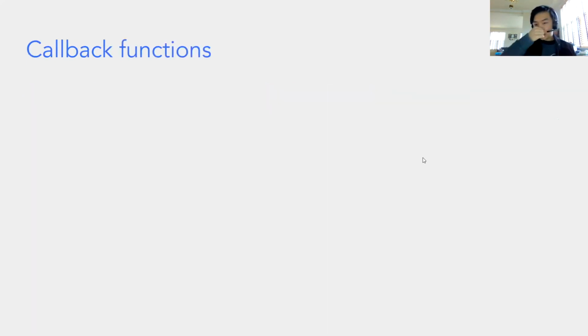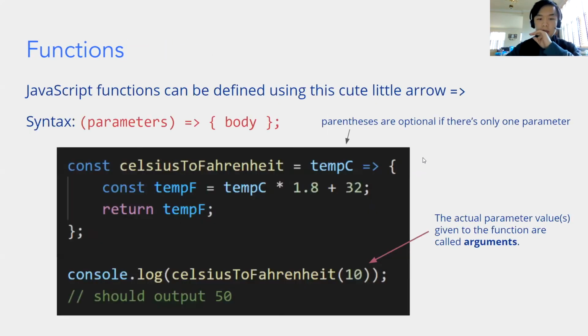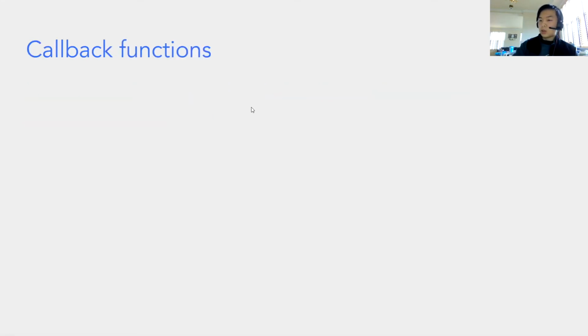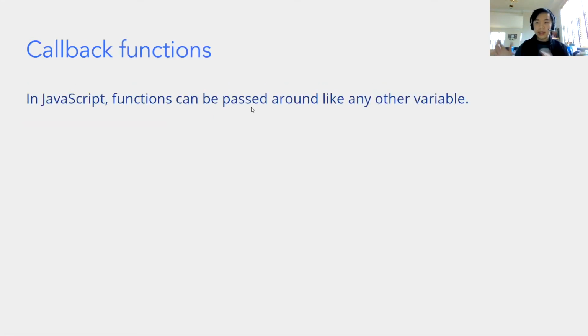Right. So we'll note from this example that we define Celsius to Fahrenheit in a way that looks a lot like a variable. It's just const Celsius to Fahrenheit equals stuff. That's how we defined variables. It could have been let, but in this case, it's constant. So that suggests to us that we can sort of toss around functions like any other variable. And this is true in JavaScript.